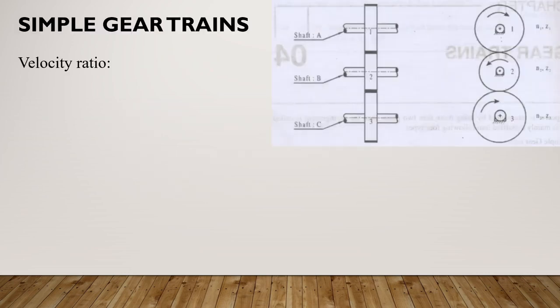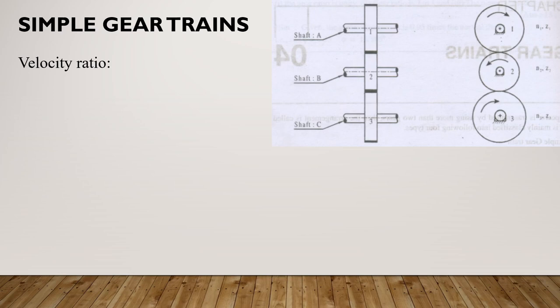Next is to find the velocity ratio of the simple gear train. This is a small, very simple derivation, which is used to find the velocity ratio. This is the diagram which represents the simple gear train. You can see here there is shaft A which is carrying gear 1, shaft B which is carrying gear 2, and shaft C which is carrying gear 3. This is the side view and this is the front view diagram.